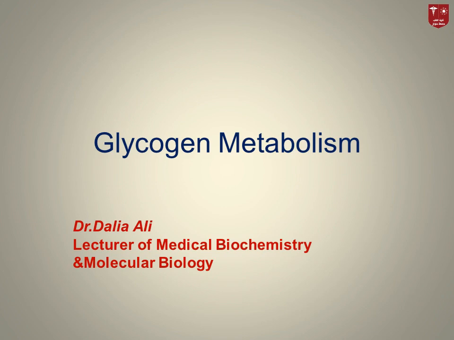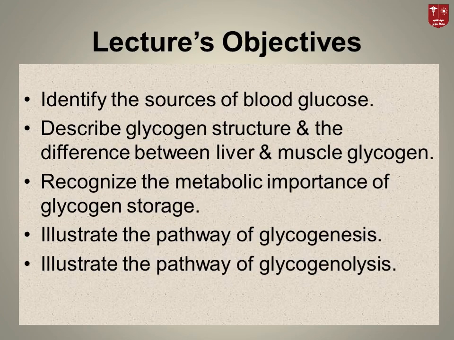Okay, so this lecture is about glycogen metabolism. We are going to explain it in two parts. In the first part, we are going to explain the sources of blood glucose. We are going to remember the glycogen structure and the difference between the glycogen stored in the liver and the muscle. We are going to take the metabolic importance of glycogen storage.